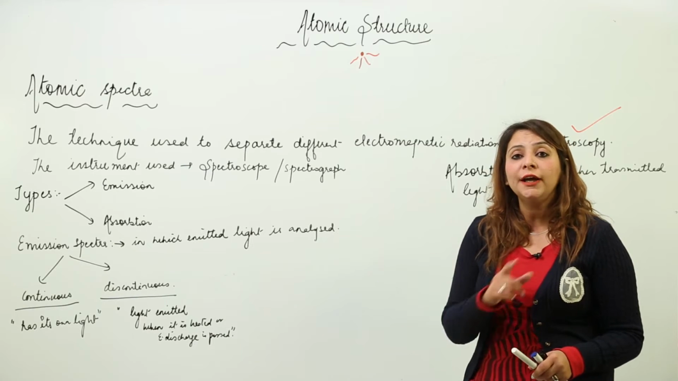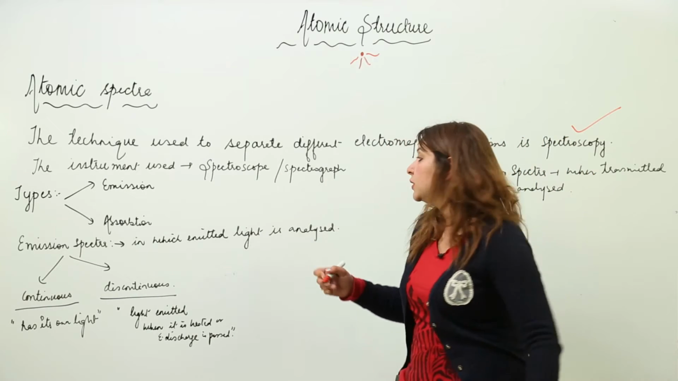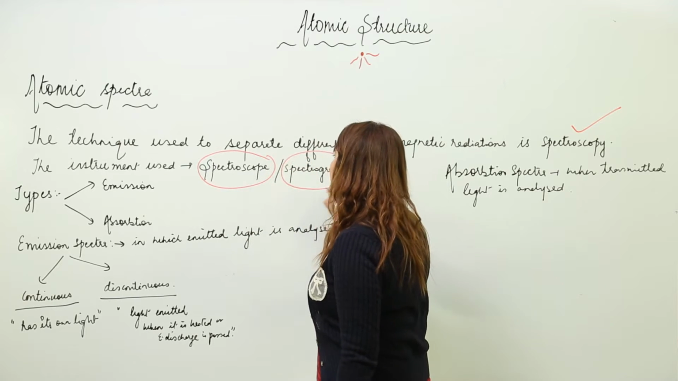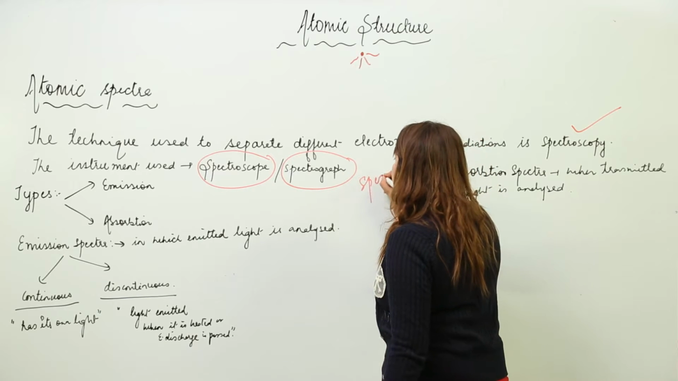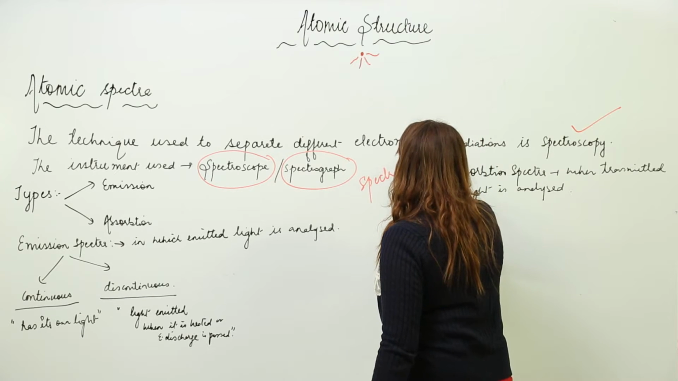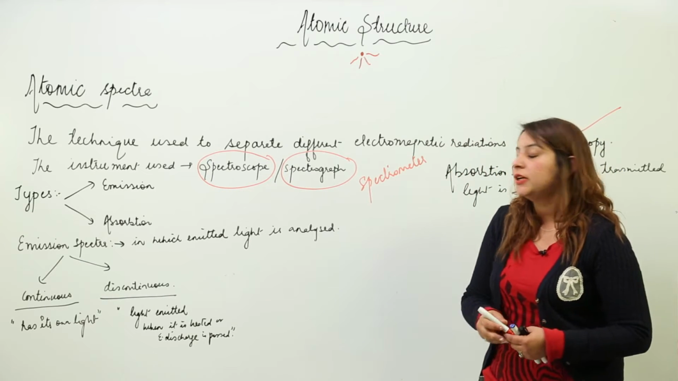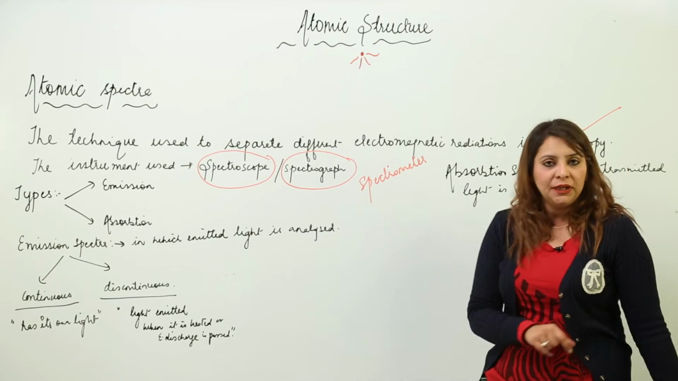So let us see what kind of instruments we make use of. The instrument that we use is called a spectroscope or spectrograph. Instead of it, you can also say that it is called a spectrometer, because there is hardly a difference in the two. I am going to tell you what actually is the difference. Otherwise, the general name you can call it is the spectrometer also.